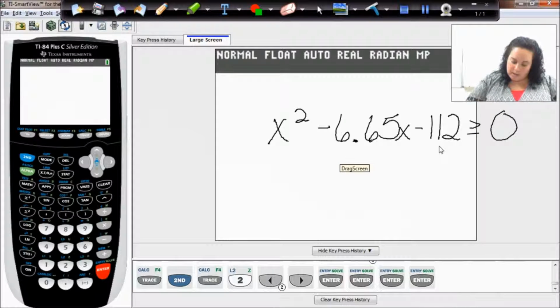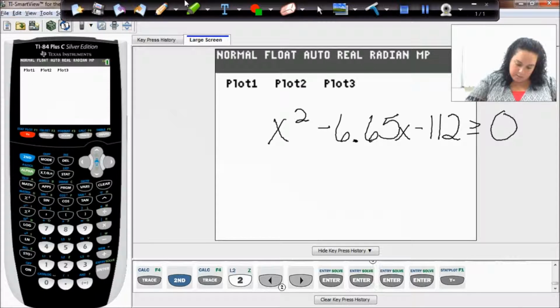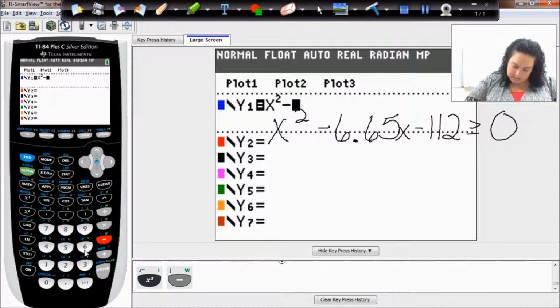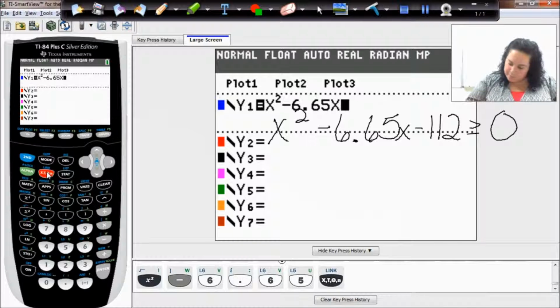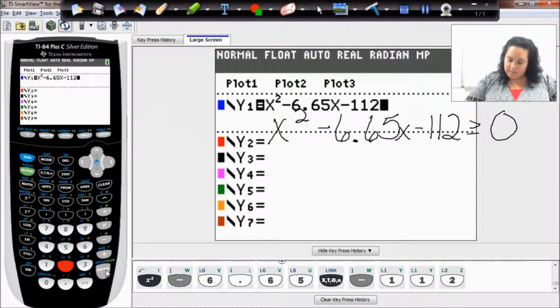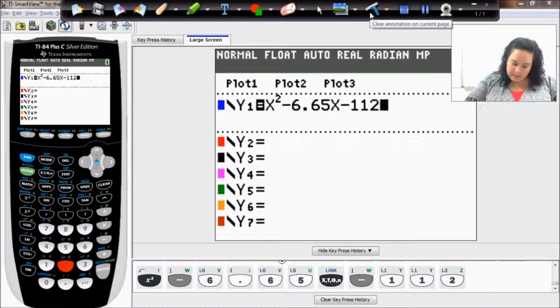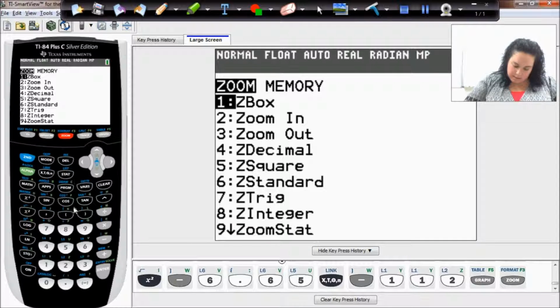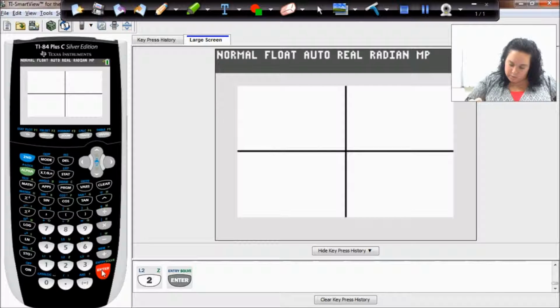Okay, we're going to type this into our y equals. Clear this out. We're going to type in x squared minus 6.65x minus 112. All right, and then let's graph this. I'm going to go ahead and clear off this, and let's graph it. Okay, so we can see this graph. I'm going to zoom in a little bit. You may need to zoom out or zoom in depending on what your zoom is set at.